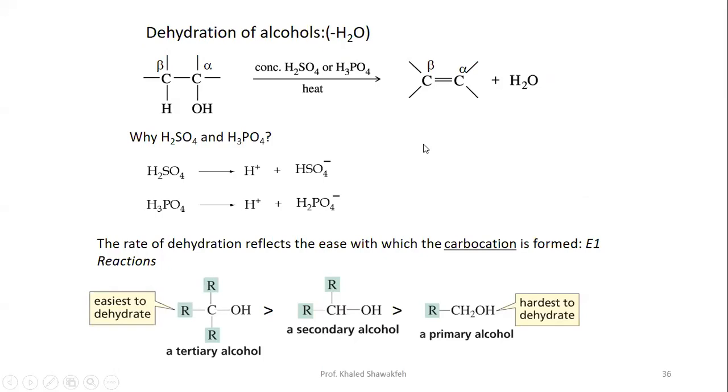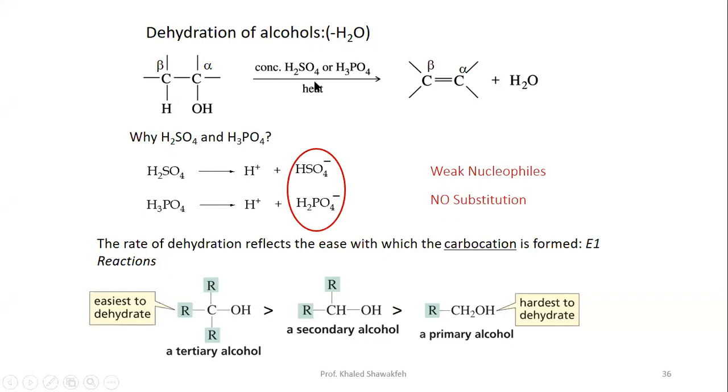The dehydration of alcohols is similar to dehydrohalogenation, but this time I want to remove HOH. So I expect dehydration to happen by E2 or E1, the same concept. They need concentrated H2SO4 or H3PO4 with heat. Why H2SO4 and H3PO4? Because first the OH undergoes protonation. So what remains from the H2SO4? HSO4 minus or H2PO4 minus. These are weaker bases, coming from acids, so they are weak nucleophiles, and therefore they will not do a substitution reaction.